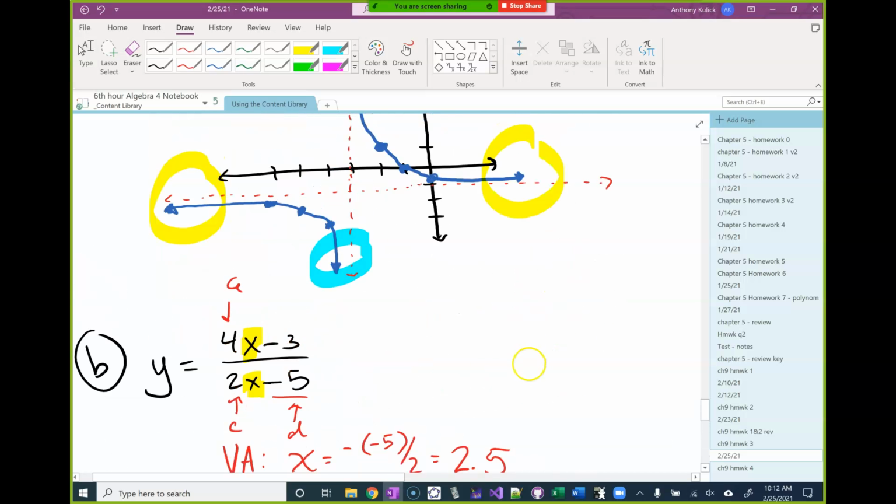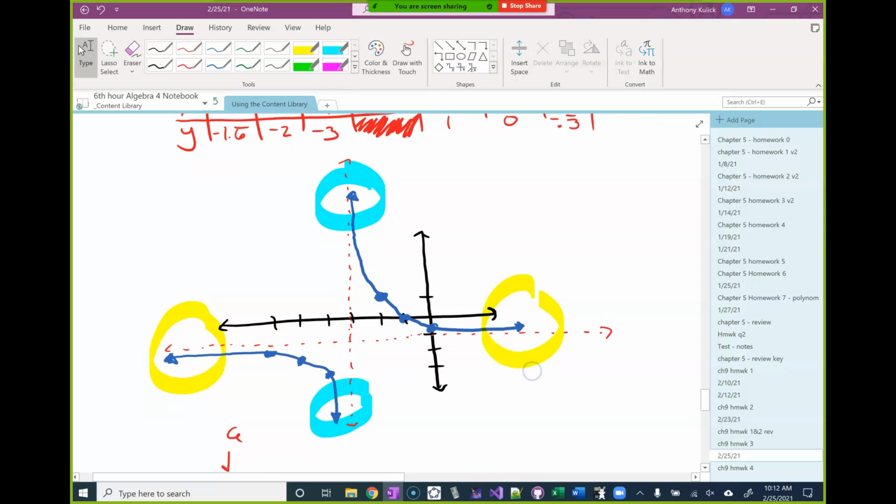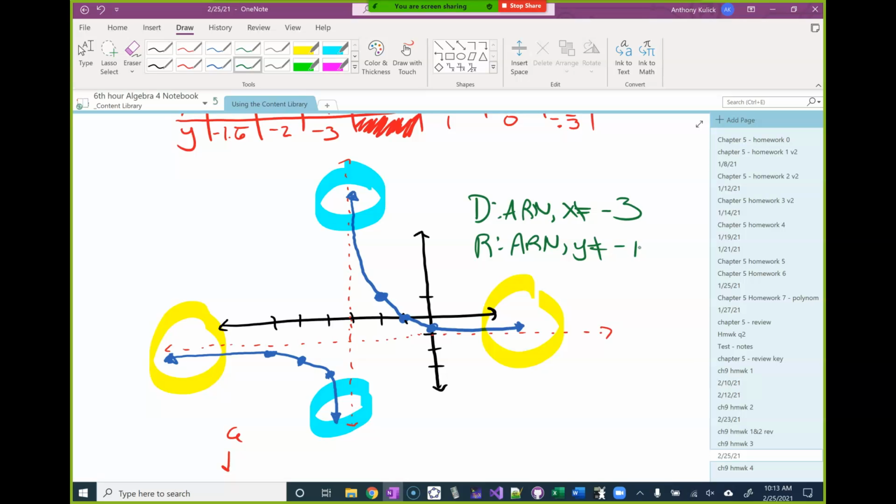If we go back to the first example, the domain in this case is all real numbers except for -3, because that was where the vertical asymptote was. And the range was all real numbers except for -1, because that's where the horizontal asymptote was. And that's it for this lesson.